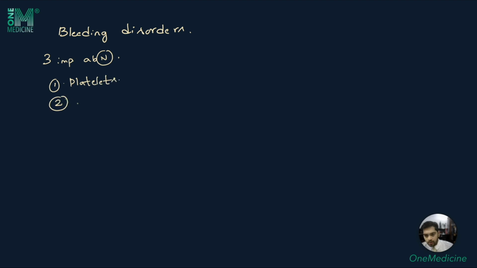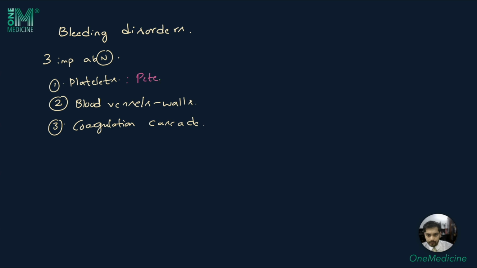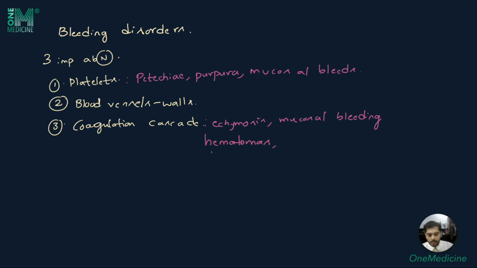So the next topic is bleeding disorders. Bleeding can happen because of three important abnormalities. The first one being abnormalities of platelets. Second one being abnormalities of blood vessels, especially blood vessel walls. Third one being abnormalities of the coagulation cascade. Abnormalities of platelets produce petechiae, purpura, mucosal bleeds. Whereas abnormalities in the coagulation cascade can produce ecchymosis, severe mucosal bleeding, hematomas, and sometimes blood collection within the joint spaces called hemarthrosis.